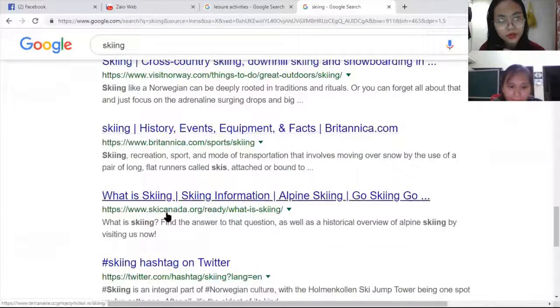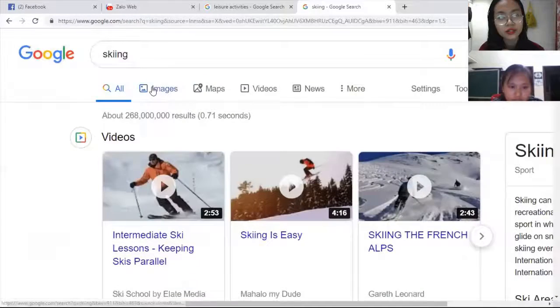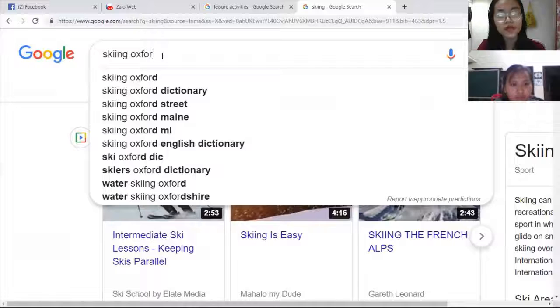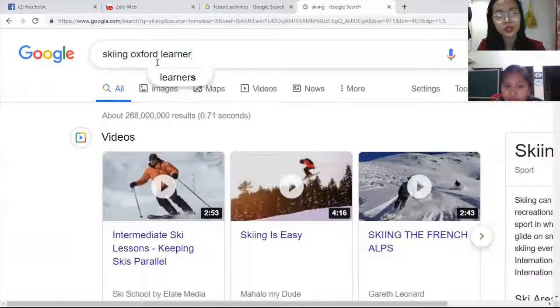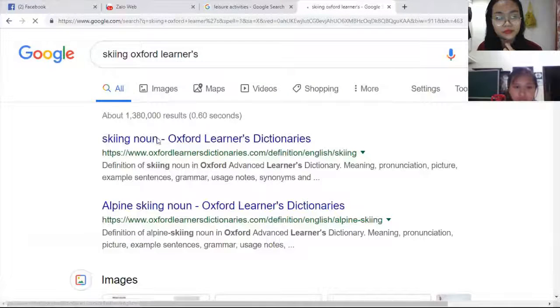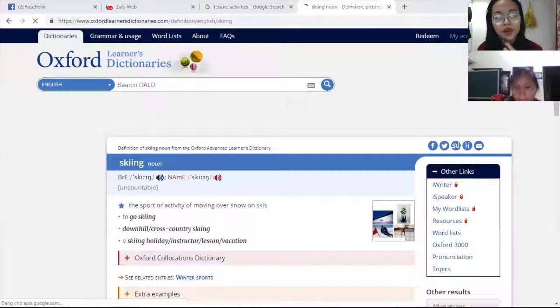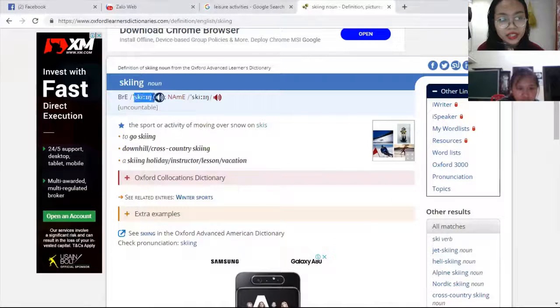Okay, let's check the dictionary here. Have you come to this dictionary to check some new words here? I already told you about this dictionary, right? Have you come here to check any word? Sorry, this is skiing, not skying.